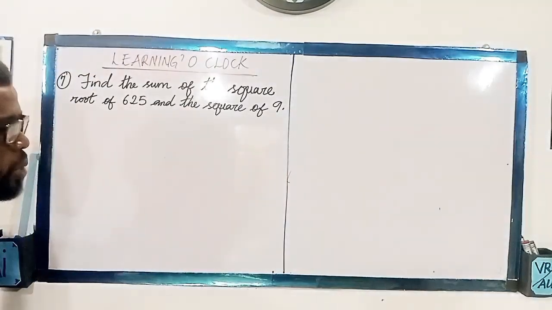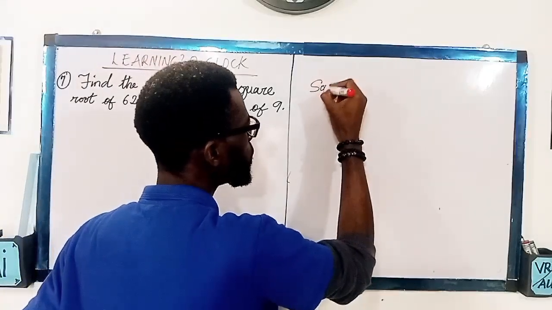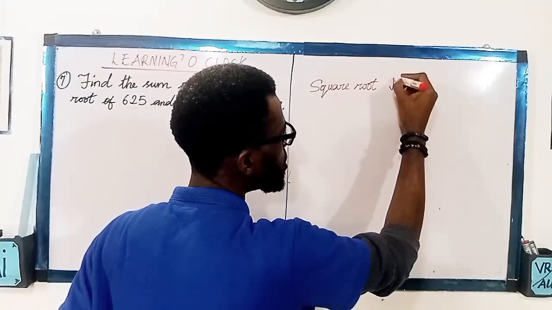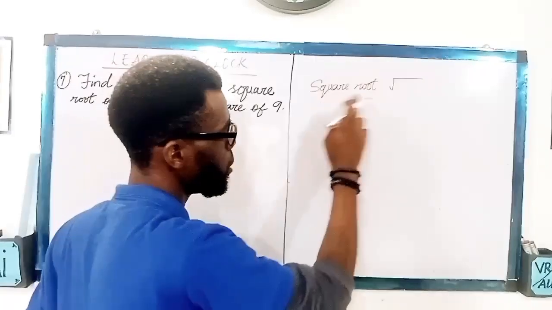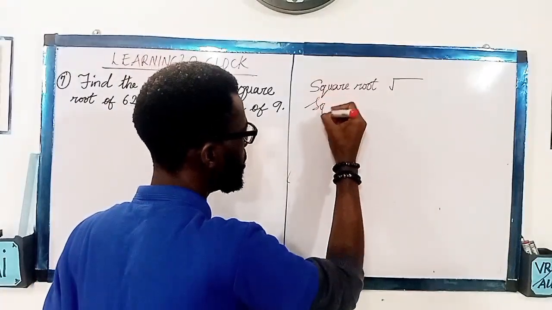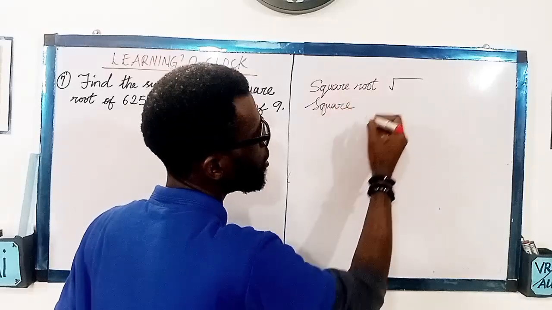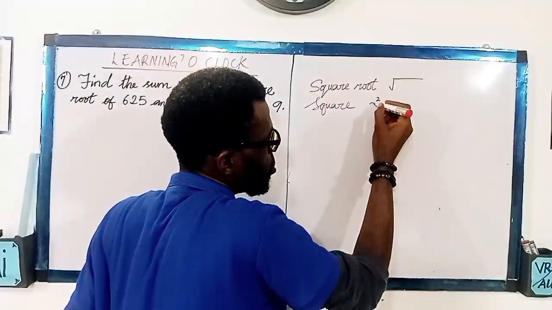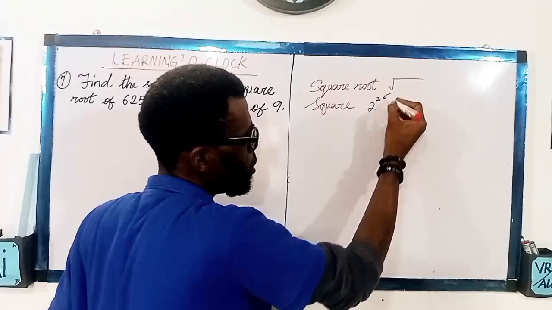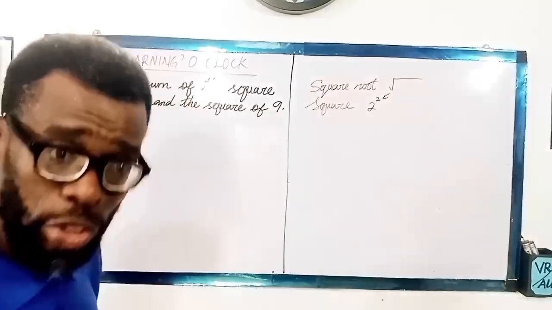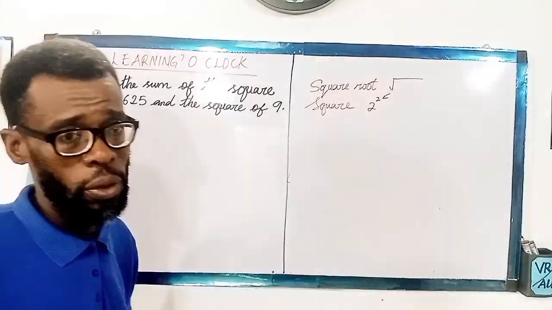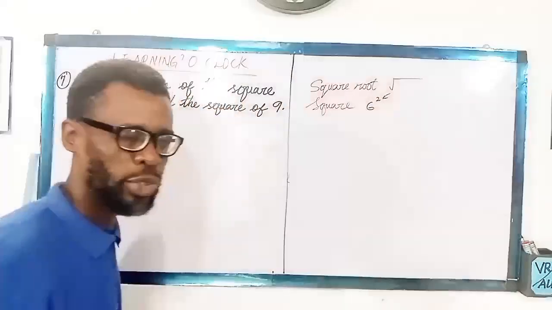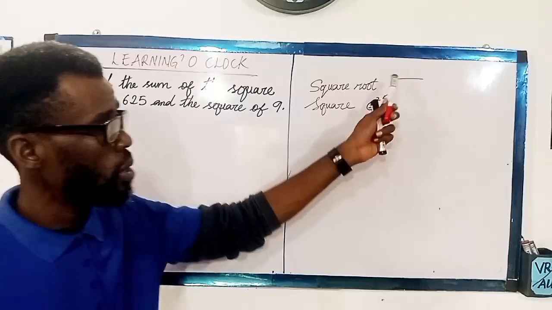Okay, so we have square root and square, by the power of 2. So it could be anything, it could be 2 by the power of 2. So this is square. You're powering it by 2, or you say, the square of a number. So it can be 6 by the power of 2. So that's the square of 6, right? So square root is this.